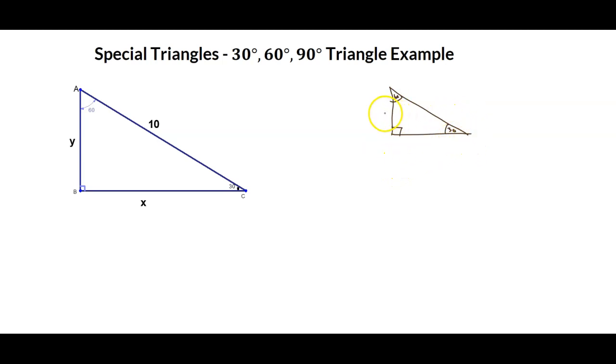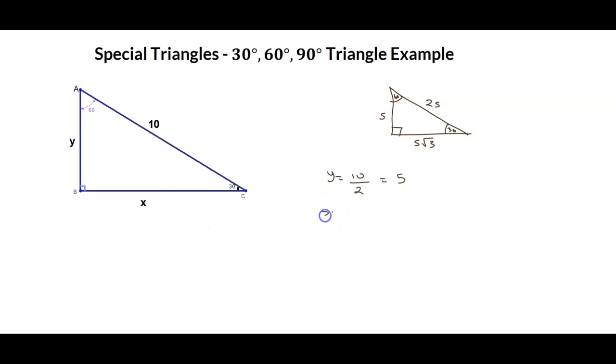And my 30 side is going to be s, this is going to be 2s, and then this is going to be s square root of 3. So I'm going to apply the same knowledge here. So if I have the hypotenuse at 10, then the side opposite 30 degrees, y, is going to be 10 divided by 2, which is going to be 5.